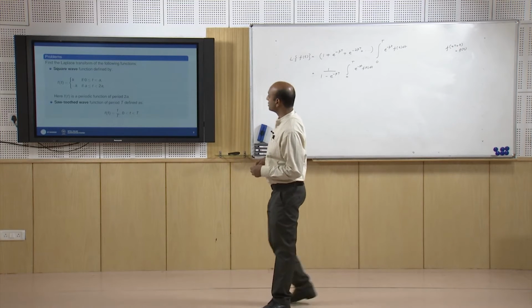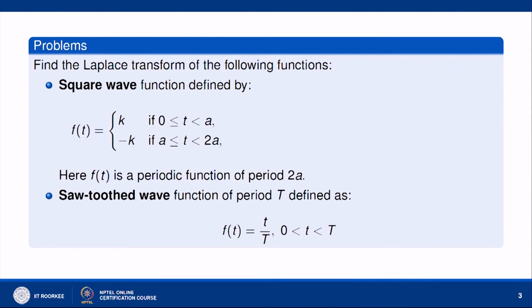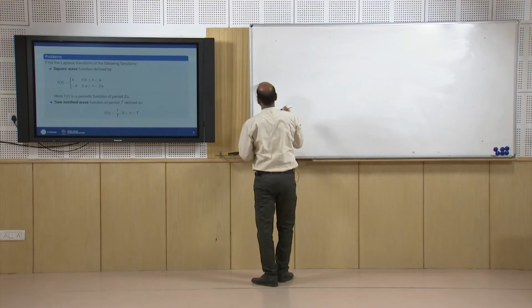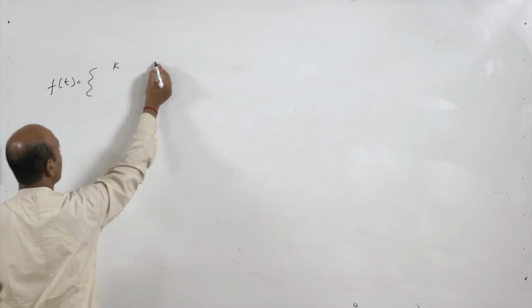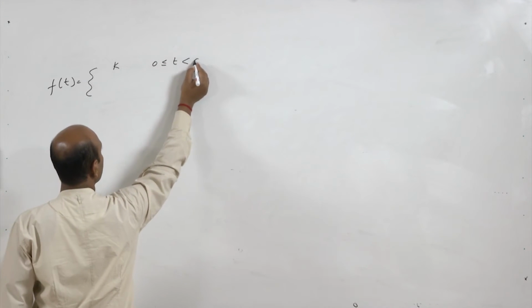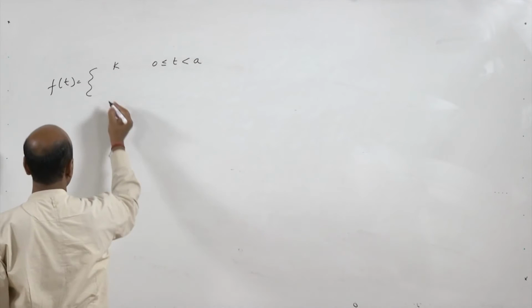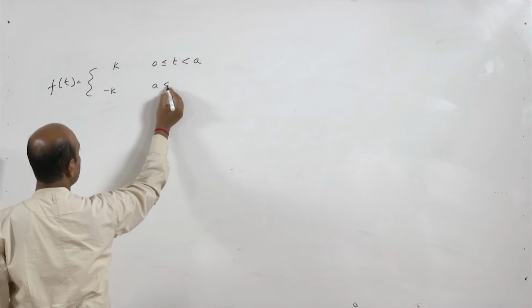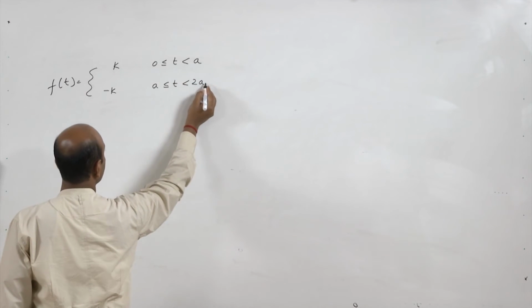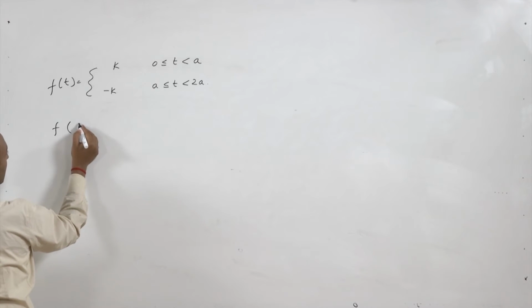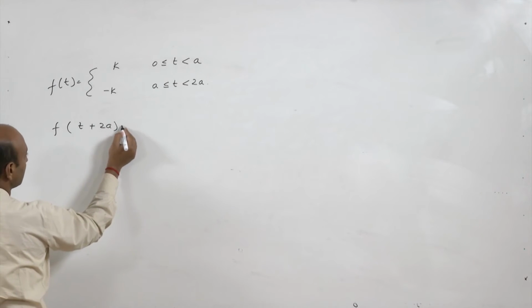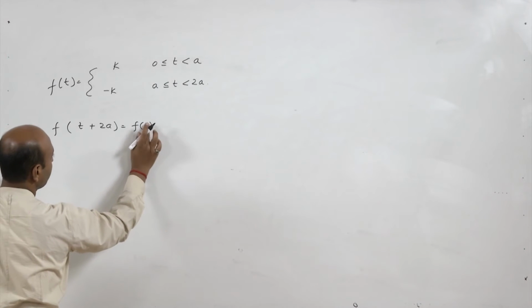First is the square wave function. How is it defined? It is defined like this: f(t) is k when t varies from 0 to a, and it is minus k when t varies from a to 2a, and the period is 2a. That means f(t plus 2a) is f(t), okay.